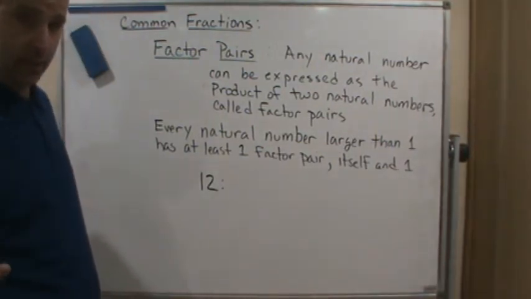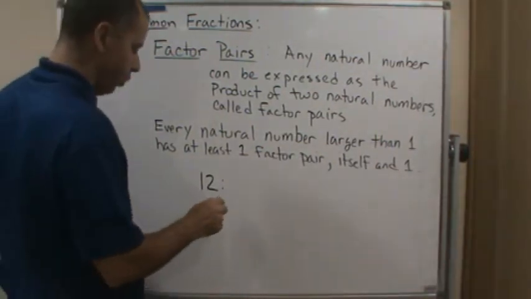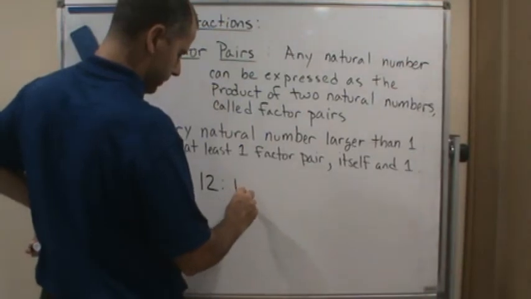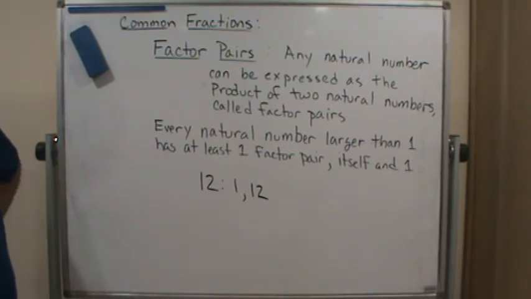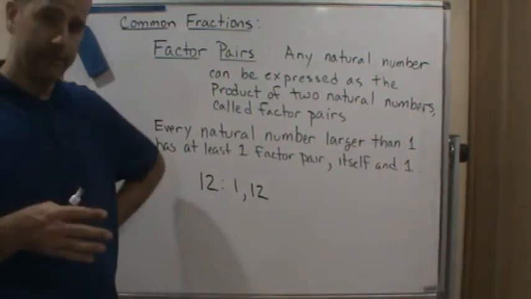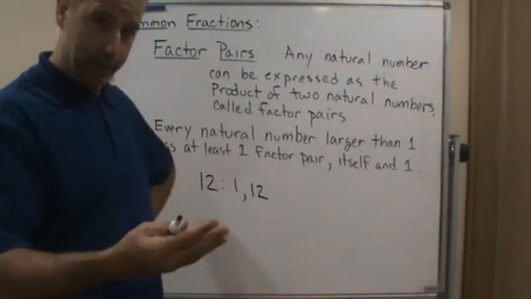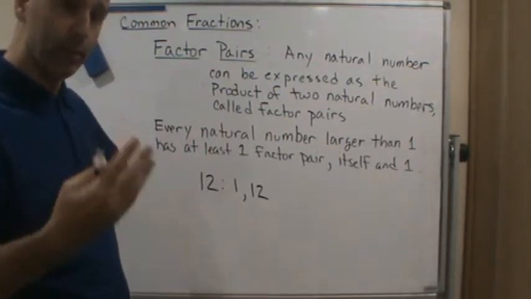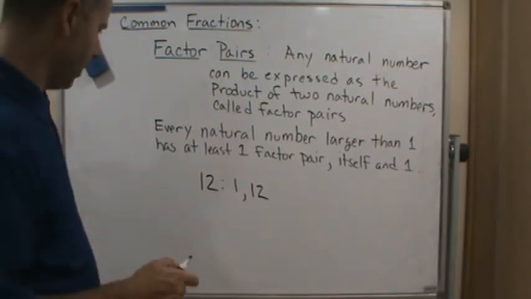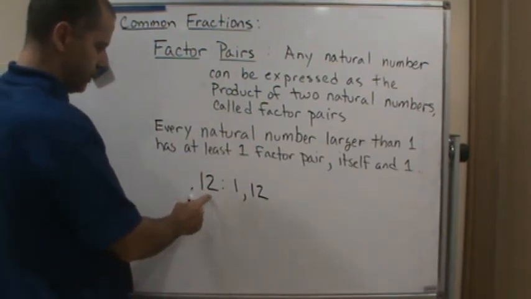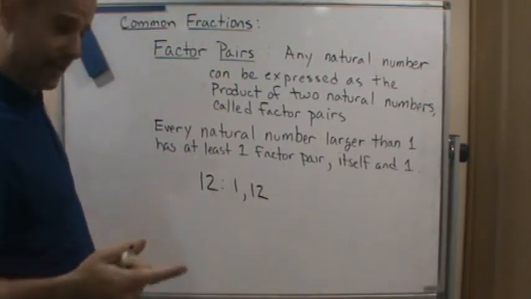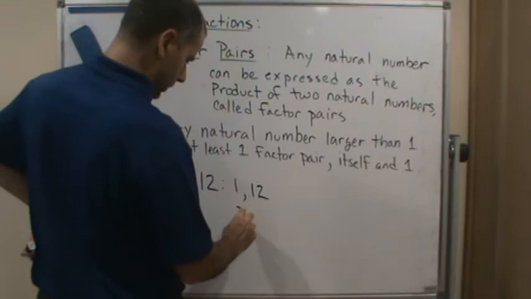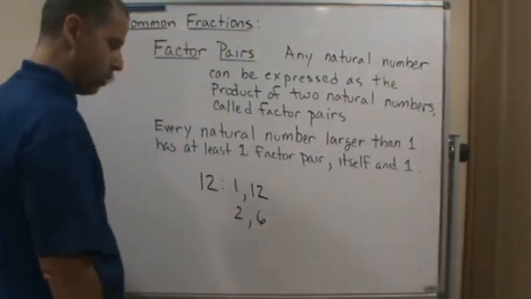12 is obviously divisible by 1. So we get 1 and 12 are a factor pair. What else is a factor pair? Well, let's start dividing. To be a factor, you have to be divisible by a number. So let's see what numbers divide 12. 12 is divisible by 2, so that gives us 2 and 6. So 2 and 6 represent a factor pair.